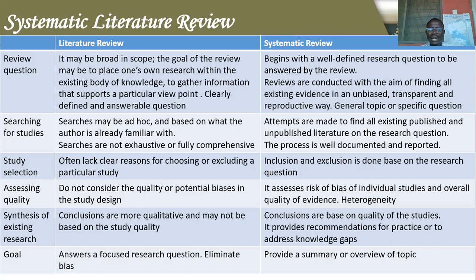Then the other criterion is quality assessment. How you are going to assess the quality of the literature that you have. With a traditional one, normally you don't consider it. And the potential biases in the study design, you don't consider them. But with a systematic review, you really assess the risk of bias of individual studies and the overall quality of evidence.